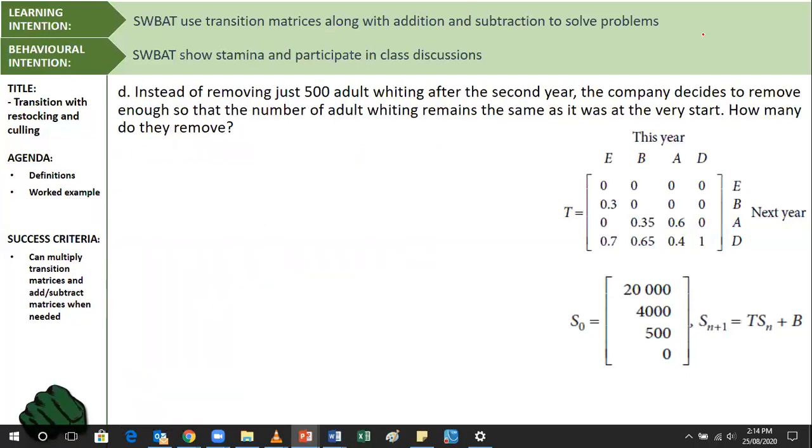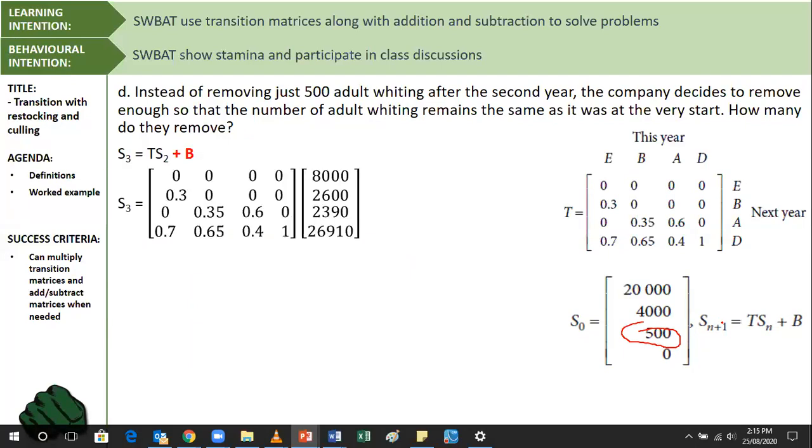Okay, so that's just going through the first year and the second year. So now it says, instead of removing 500 adult whitings after the second year, the company decides to remove enough so the number of adult whitings remain the same as it was at the very start. So how many need to be removed? Okay, so at the start of this, we had 500 adults. The question is, how many do we need to remove after the second year for it to continue to stay the same as it was at the very start of this?